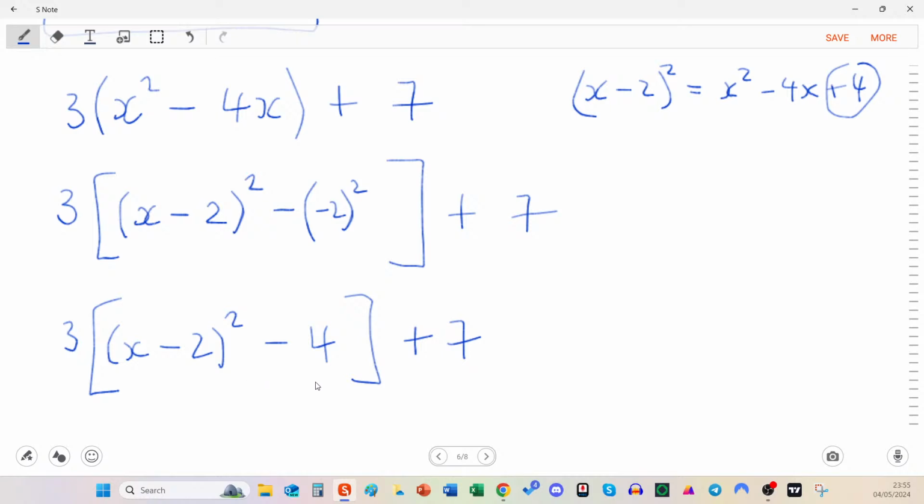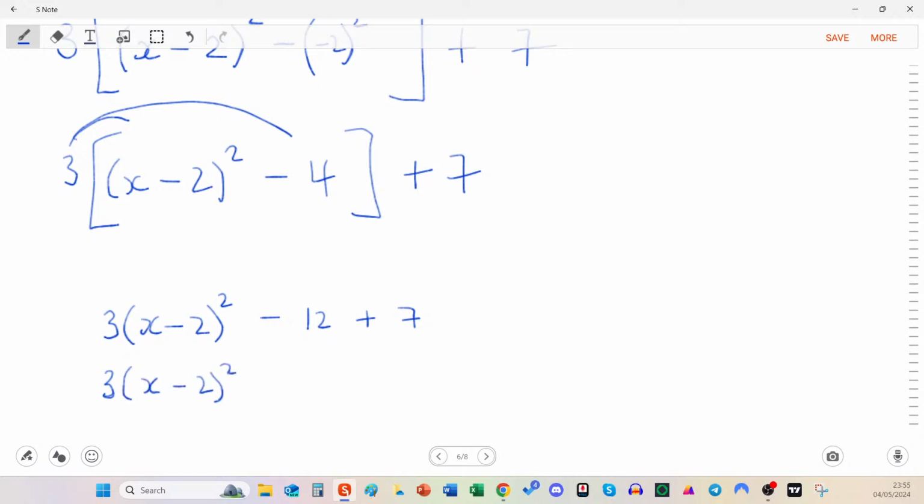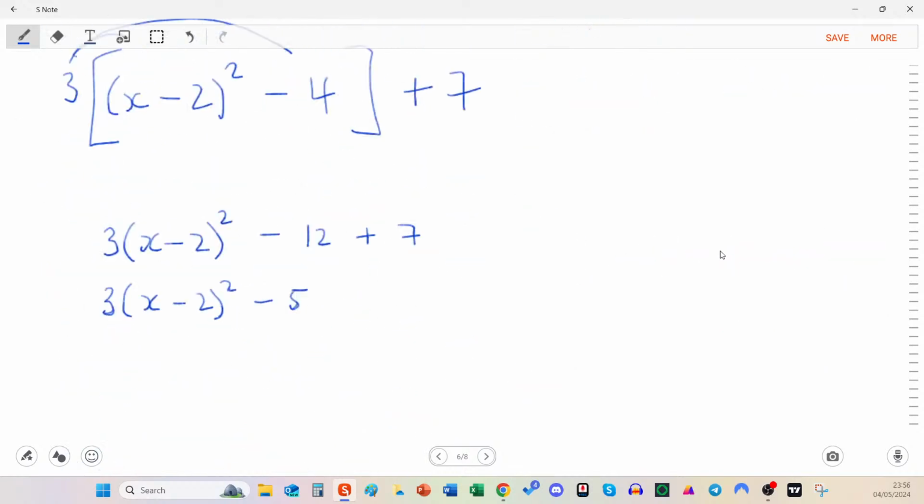Now what's in this big square bracket is equal to this up here. So we've written it where there were 2 x's, we've written it with 1 x. That's the main aim here. And now let's put this 3 back in. There are 2 terms inside this bracket. We're going to multiply both of them. 3 times x minus 2 all squared, subtract 12 plus 7, and we'll tidy up with minus 12 plus 7, which is negative 5. And this is equal to, well, this is just as it is. This is completed square form.